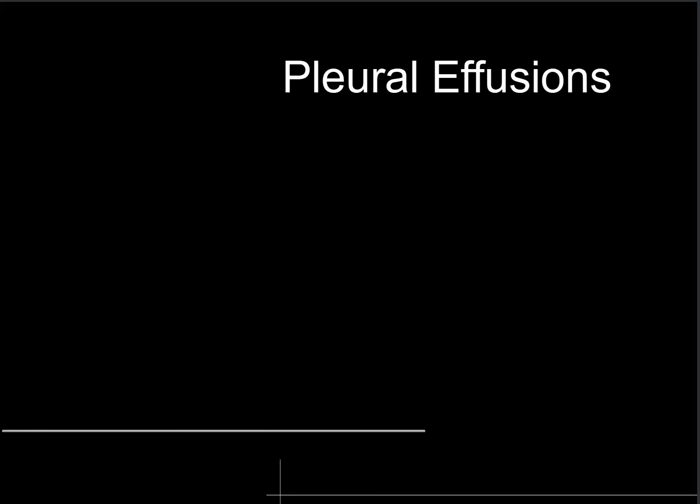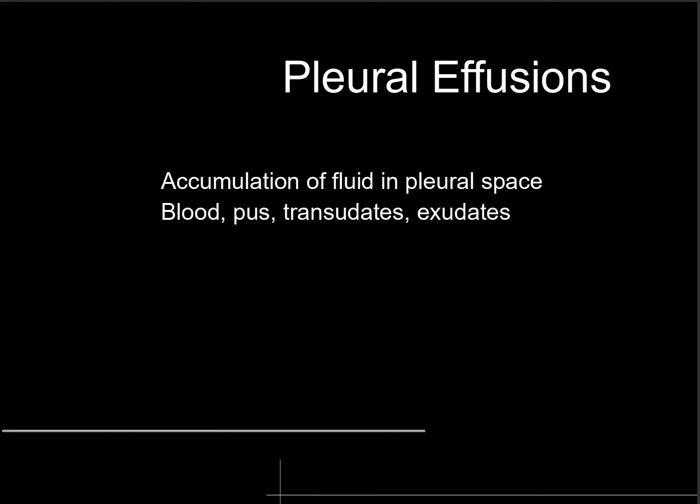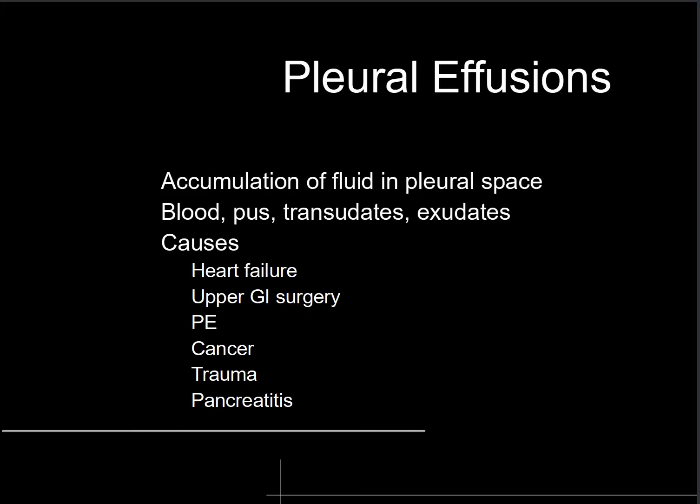You will come across pleural effusions fairly frequently in a hospital setting. Pleural effusions are the accumulation of fluid in the pleural space. That fluid could be blood, pus, transudates, or exudates. The causes are heart failure, upper GI surgery, pulmonary emboli, cancer, trauma, or pancreatitis. You actually need quite a lot of fluid to see it on a chest x-ray. So if you see a pleural effusion on a supine chest x-ray, there's at least 500 mLs, half a litre, of fluid in that pleural space.